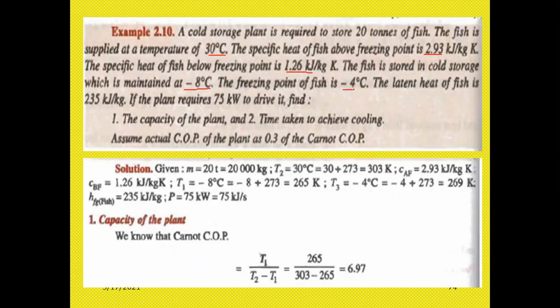The latent heat of fish is 235 kilojoules per kg, and if the plant requires 75 kilowatts to drive it, then find the capacity of the plant. Second one, the time taken to achieve the cooling. So the first one is the capacity of the plant, the second one is the time taken to achieve the cooling. The assumed actual COP of the plant is 0.3 of the Carnot COP. That is an assumption to be made.